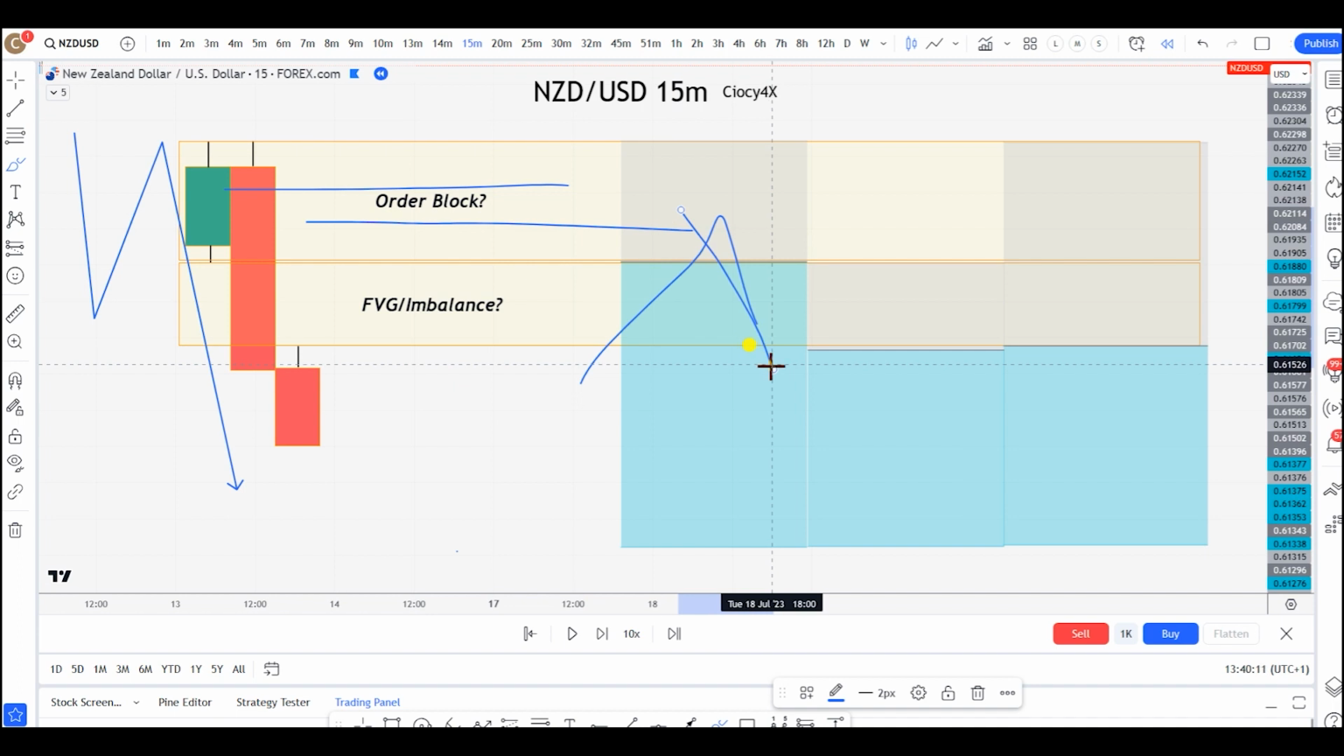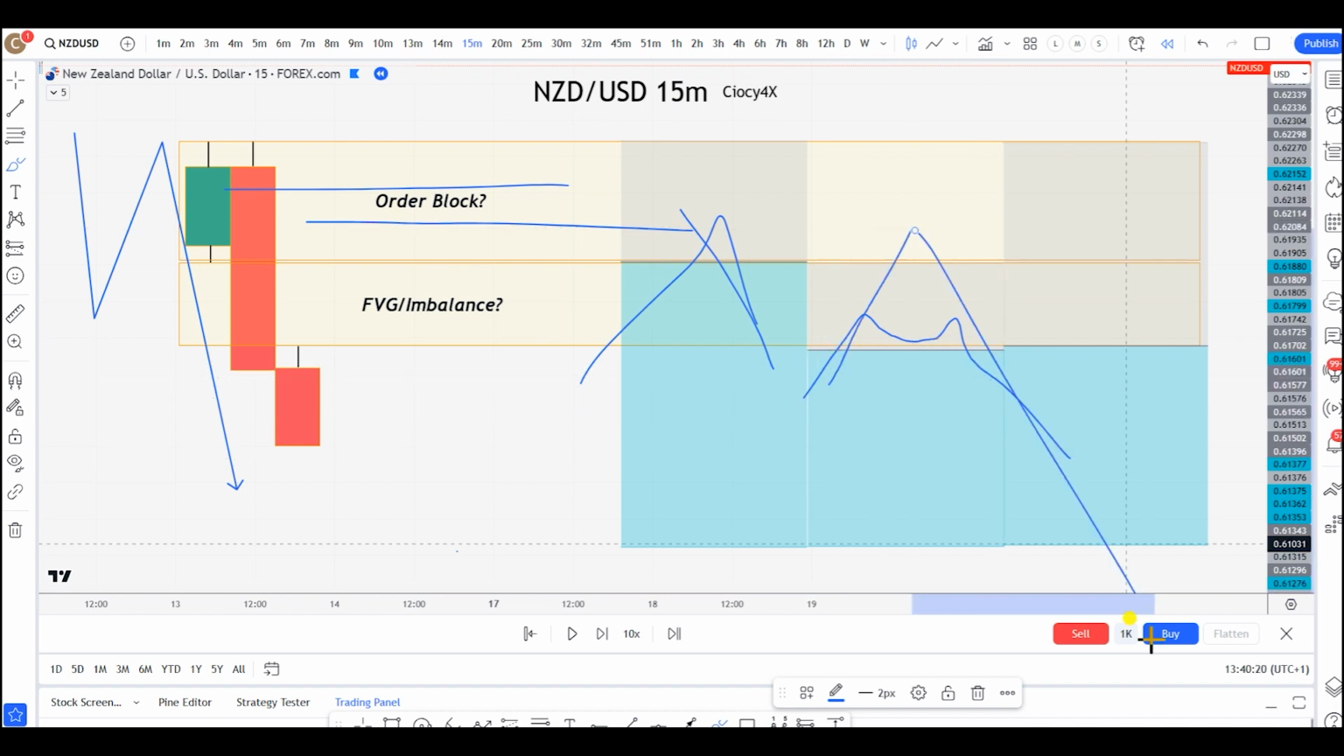Whether it comes to an imbalance, in that case it's difficult, because if price comes here and fills your imbalance, you go with the trend, it's just a matter of time before the price takes you out and then goes in your favor. So do you guys understand what I'm talking about? Do you see how I'm putting everything together?